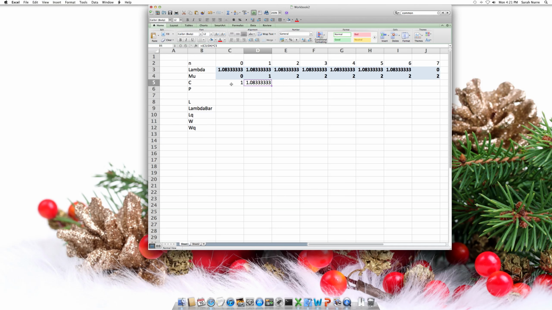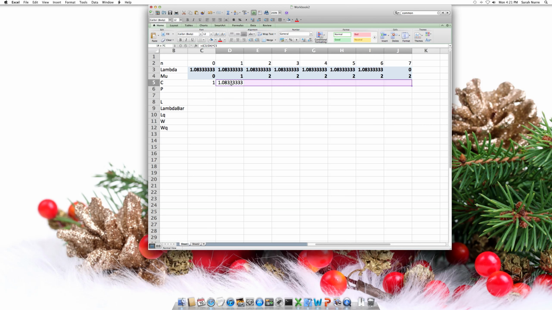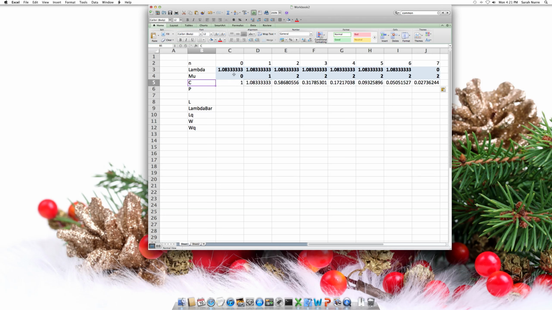And I can copy this over across all the rest to get all of my C values. All this is, is the lambda of the previous one. So if I'm looking at C1, it's lambda 0 divided by mu 1 times C0.